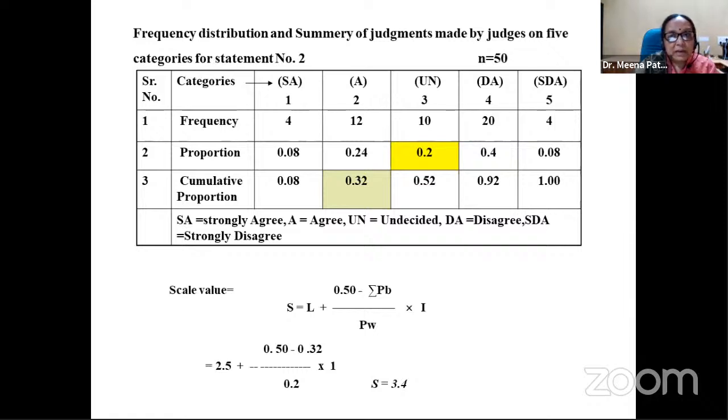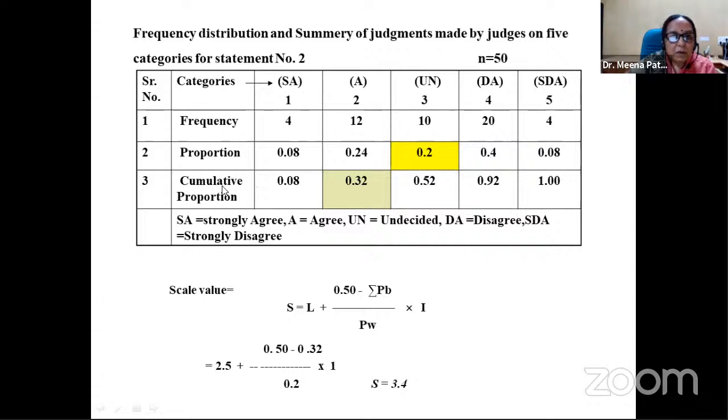10 were undecided, 20 were disagree, and 4 were strongly disagree. This is the frequency made by the 50 judges. Now proportion. Proportion is frequency divided by number of judges. So we have 0.08 for strongly agree, 0.24 for agree, 0.2 for undecided, 0.4 for disagree, and 0.08 for strongly disagree.